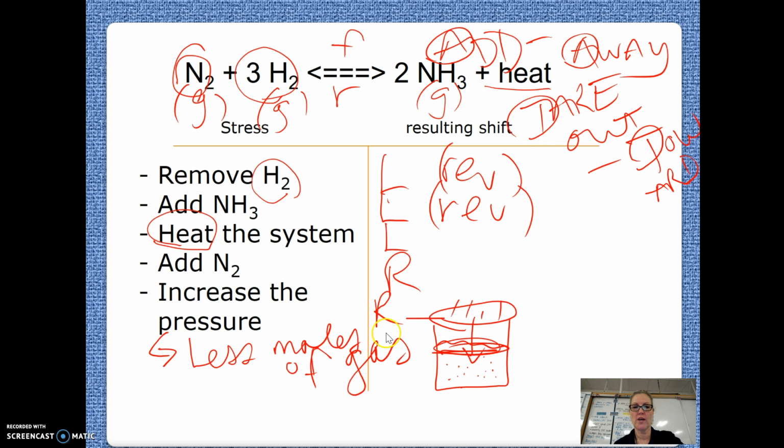I hope this helps you as you review. Remember, the opposite is true for cooling the system. When you're cooling the system, it's like taking away heat, which would cause a shift to the right. And decreasing the pressure, it will expand to the side with more moles of gas.